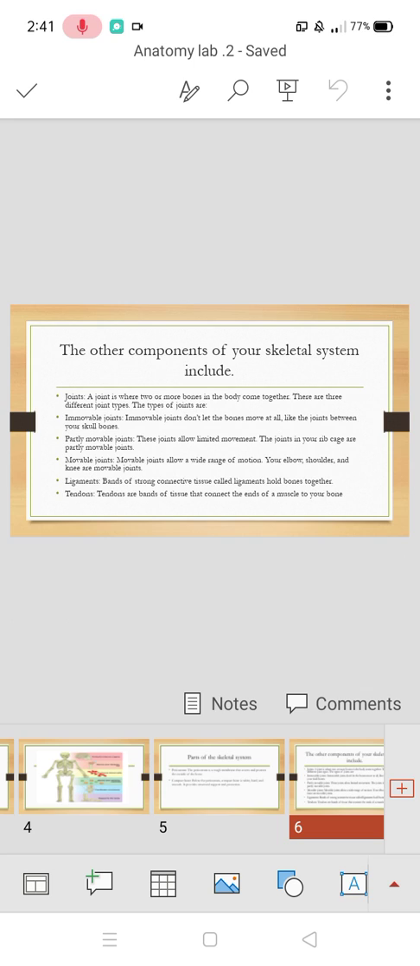Ligaments. Bands of strong connective tissue called ligaments hold bones together. And we have tendons, which are bands of tissue that connect the end of a muscle to your bone.